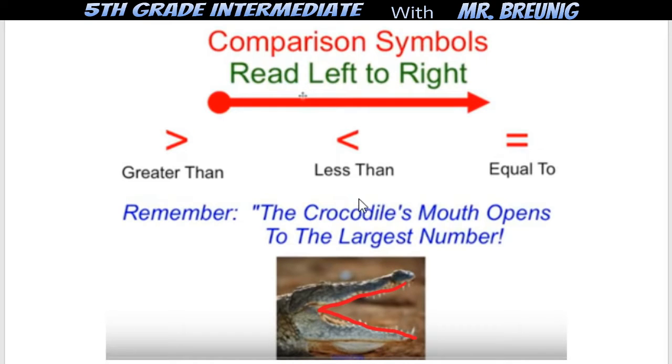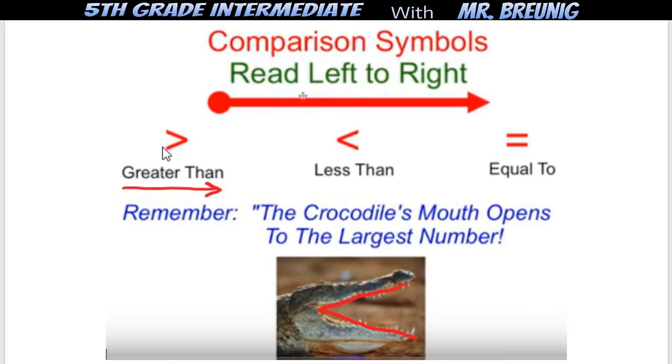But now that we're in fifth grade, you're going to be asked with words to actually write like 4 is greater than 3, and they want you to use digits and the comparison symbol to do it. You're going to need to understand that when we read comparison symbols, just like when we read text, we read it from left to right.